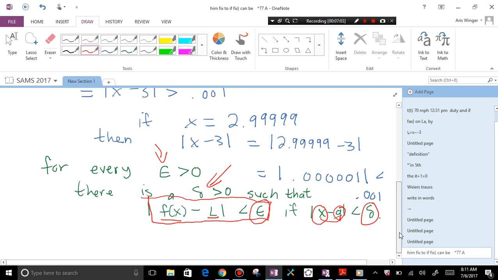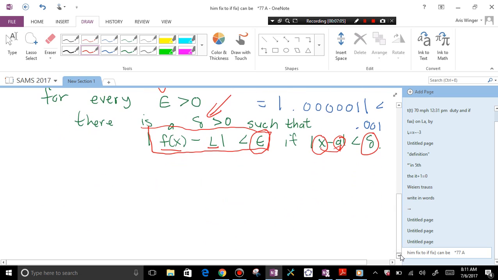All right, so at best, that's an extra credit type thing. That's a bonus thing that I would put on the test. Can you write the exact definition of the limit? 10 points or something like that. Okay.